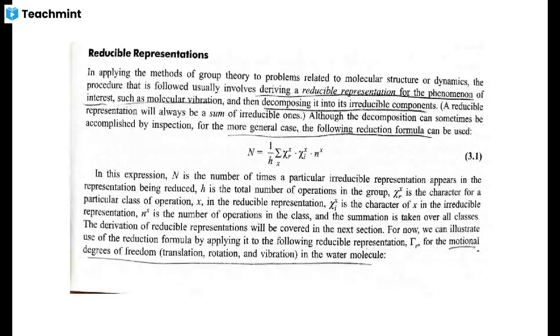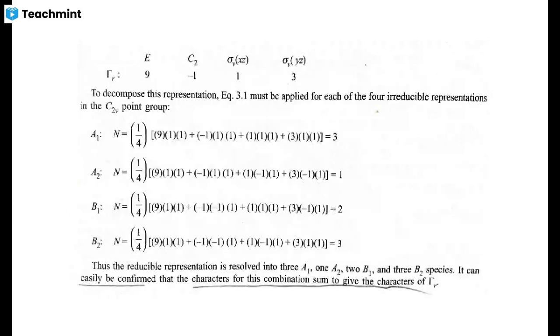I already told you the reduction formula. This is the reduction formula. The h is the order of the group, χ(R) is the character for the particular class of the operation R, χi(R) is the character of the i-th irreducible representation, and nR is the number of operations in the class. Last time I just said it in words. That's why I have these examples.